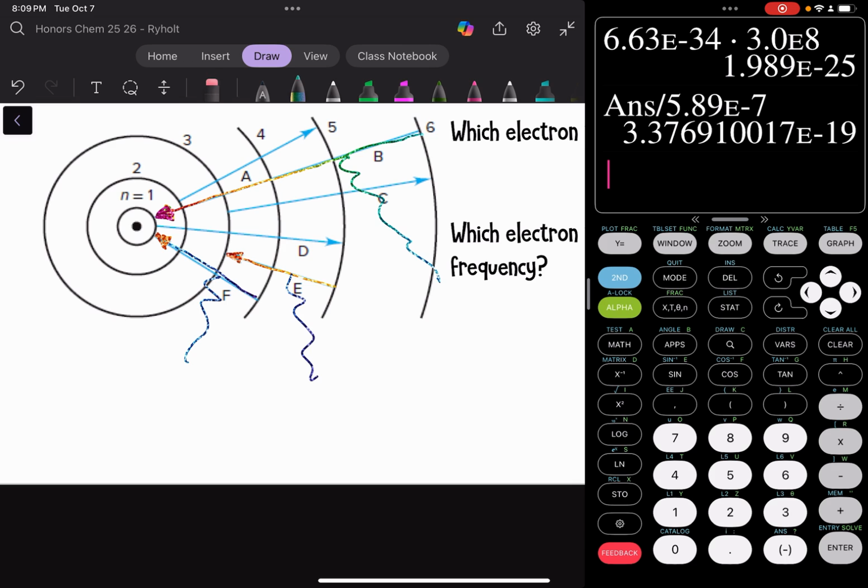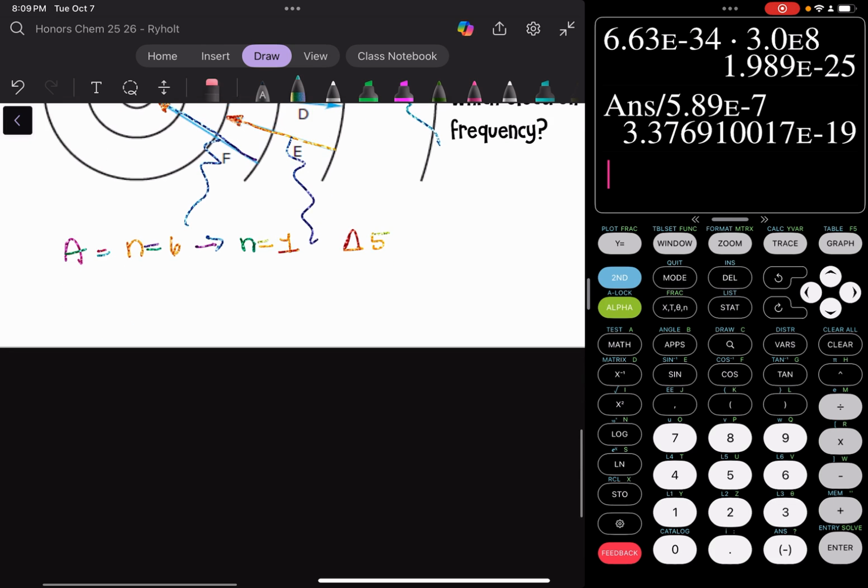This one here is falling one, two, three, four, five energy levels. So we could say that A is going from N equals 6 principal energy level all the way to N equals 1. That's a difference, a delta, of 5 energy levels.